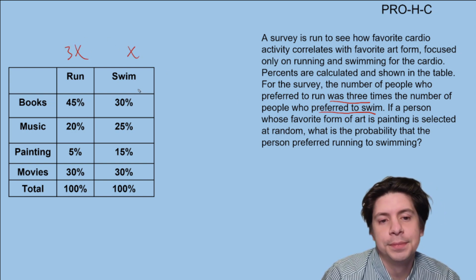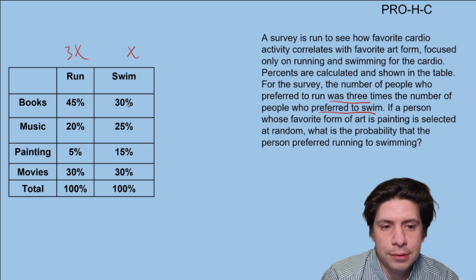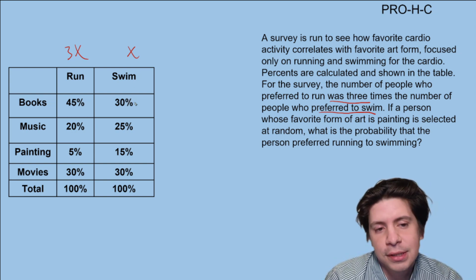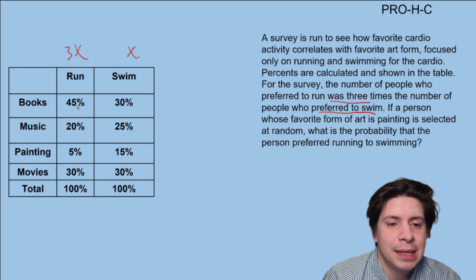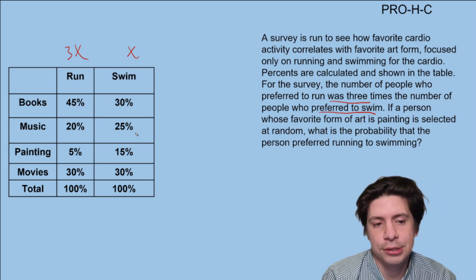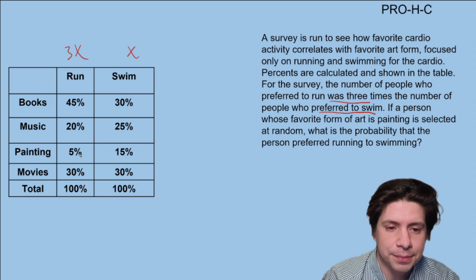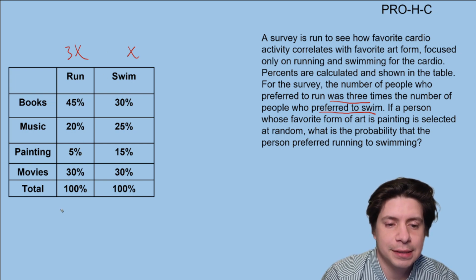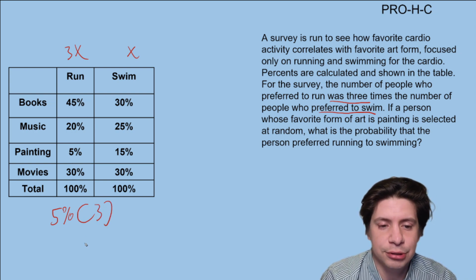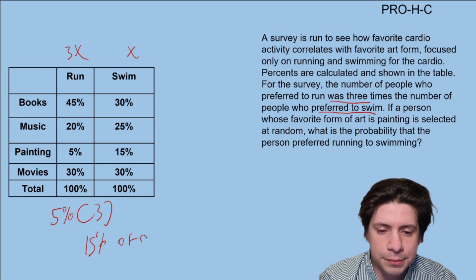So let's say 30 people like books when they swim, right? The 30 swimmers like books most. That would mean that this isn't 45, it's going to be 3 times 45. Okay, so for painting, we're going to take the 5% of the running and multiply it by 3 to compare it directly to the swimming, and it would be 15% of swimming.